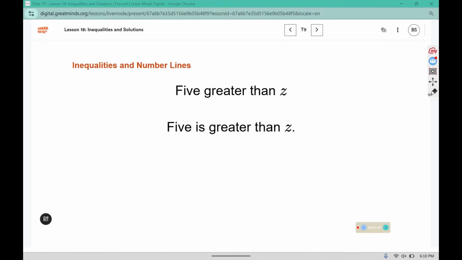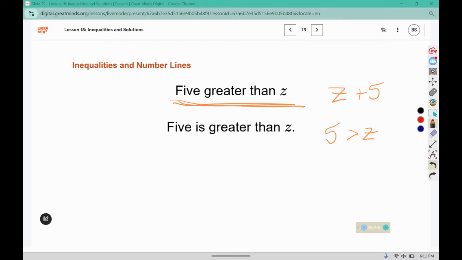So how would we say that? 5 greater than z, or 5 is greater than z? Well, this phrase, 5 greater than z, would indicate 5 more than z. But if we say 5 is greater than z, that would indicate this inequality. So this one represents the expression, and this one represents an inequality.